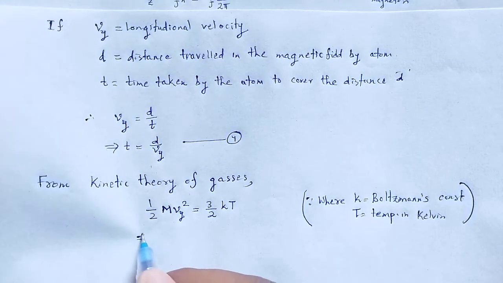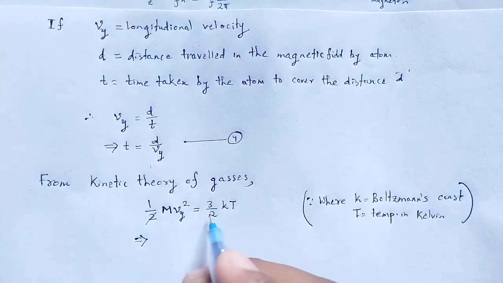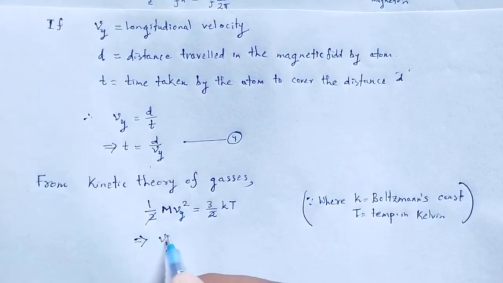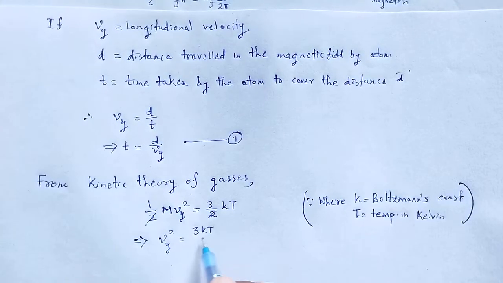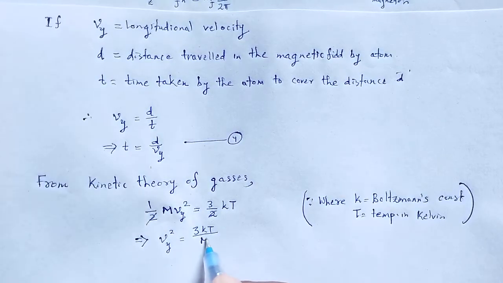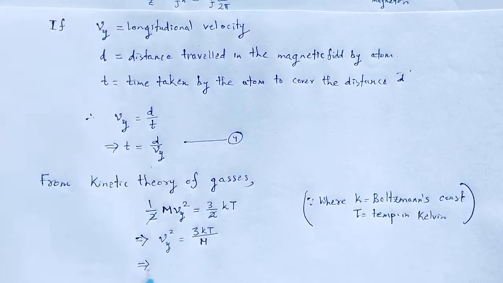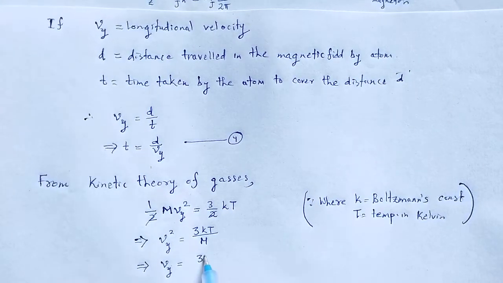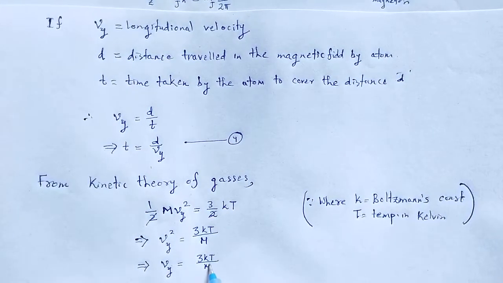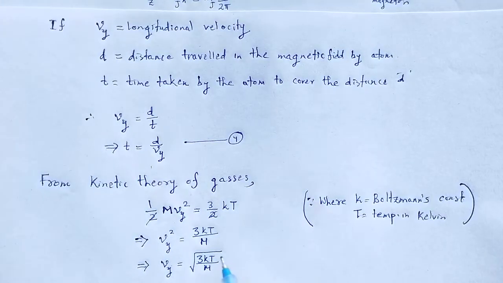Here, putting the values, half cancels out. So Vy square is equal to 3 kT divided by m, which implies Vy is the under root of 3 kT by m.